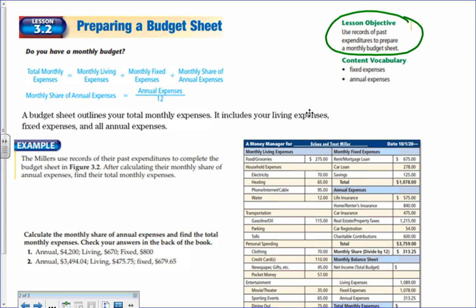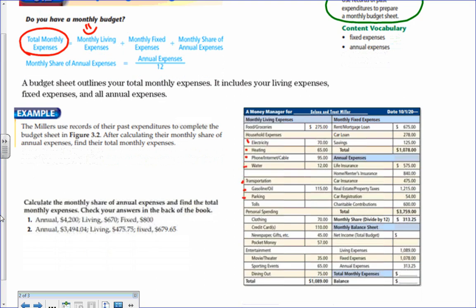So the first 2 pieces of our total monthly expenses are super easy. How much does it cost for you to live? That's pretty easy to calculate. That's like rent, food, electricity, heat, phone, internet, cable, water. Still in my living expenses is transportation, what I put in my car. If you work in the city, you might have to pay for parking. If you work in San Francisco, you might have to pay for a toll.